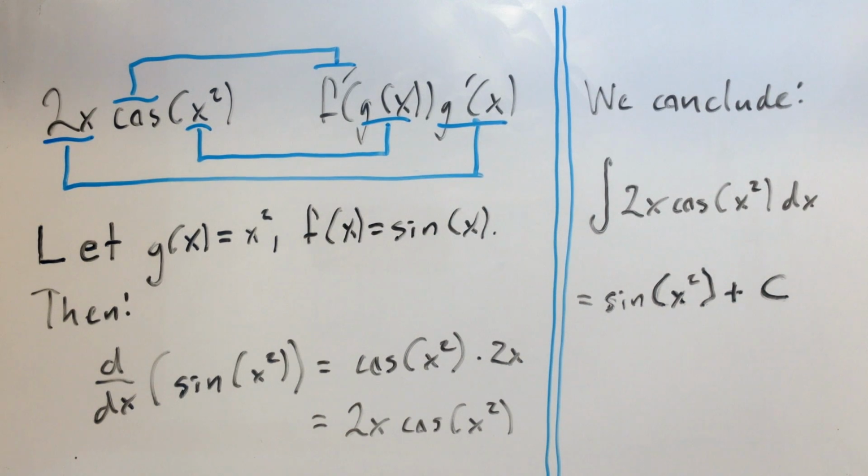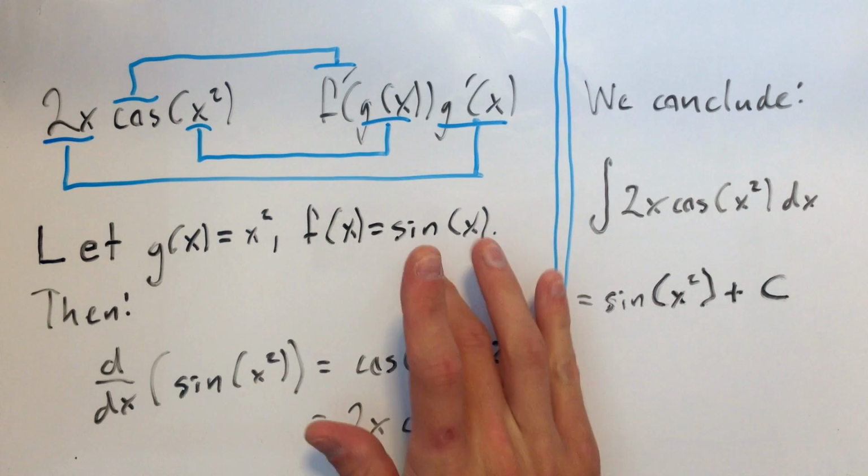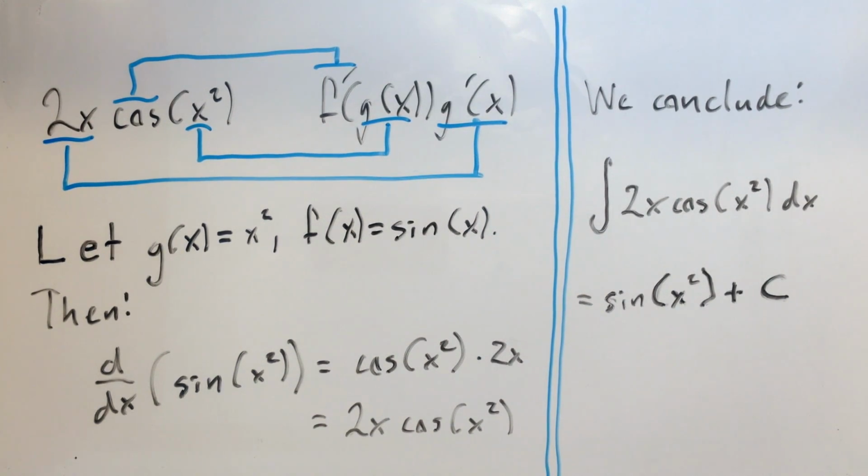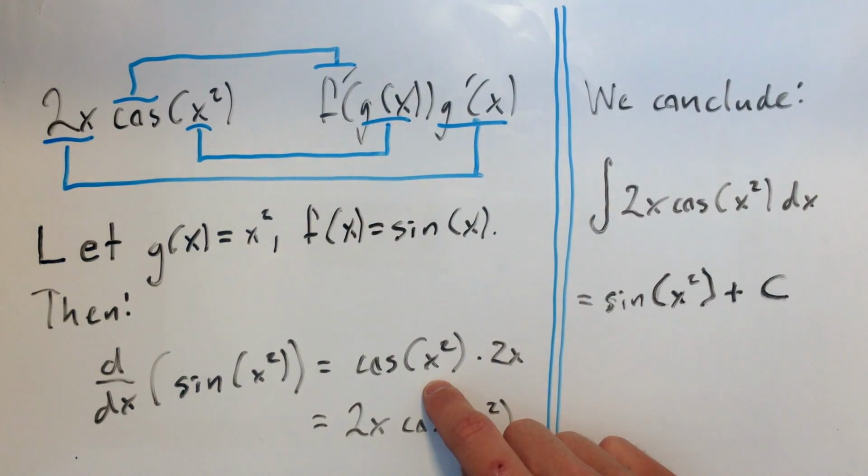So if f prime is cosine, then f is an antiderivative of cosine. So let's let f be sine of x. Then we have our setup, which is g of x is x squared, f of x is sine of x. So the derivative of f of g of x, which is sine of x squared, is given by the chain rule. The derivative of the outside function sine is cosine, and we leave the inside function x squared alone.